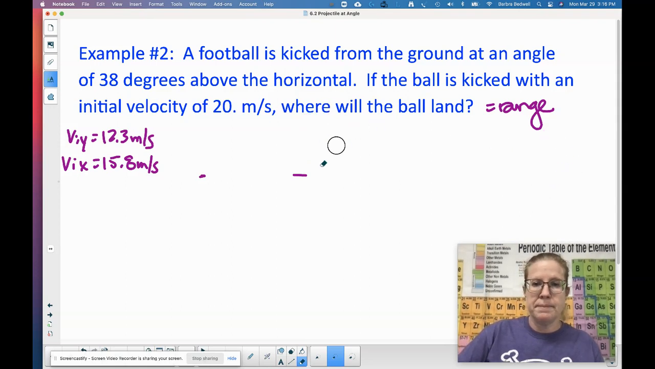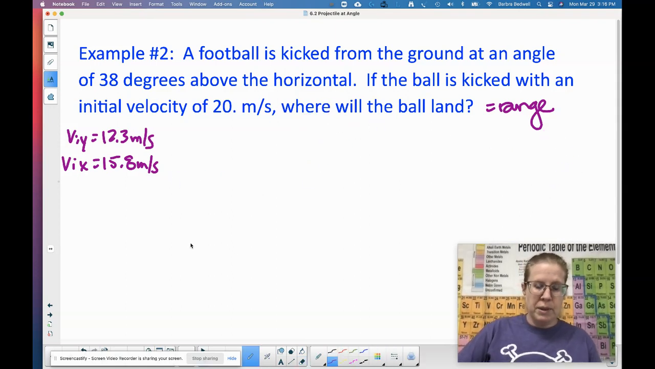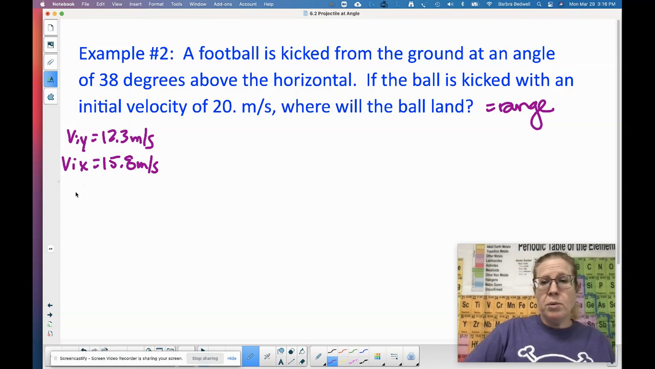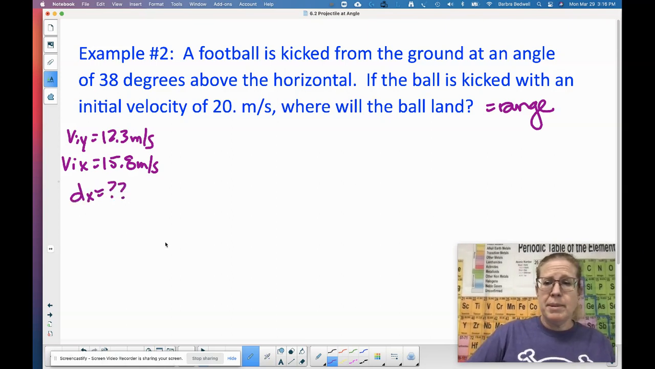Let's have some space. What else do we know? Well, we know that we're trying to solve for dx. So that's going to be the last thing we do. Okay, we're going to have to address the vertical component first. So we're going to have to deal with that.